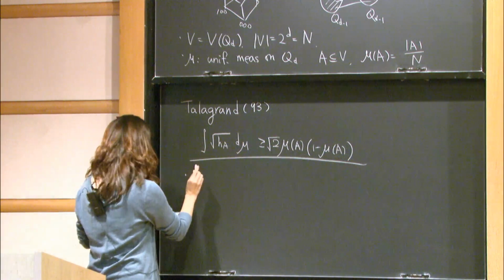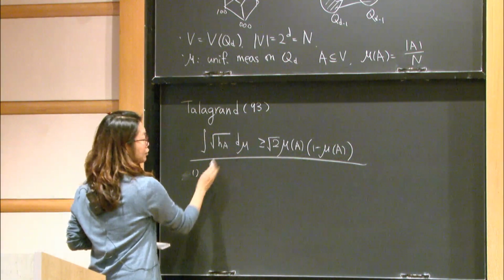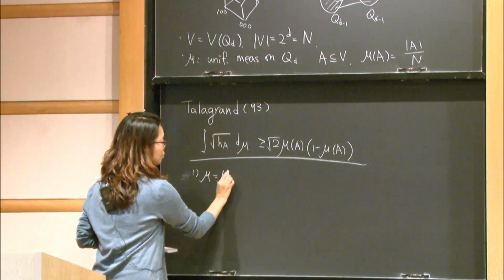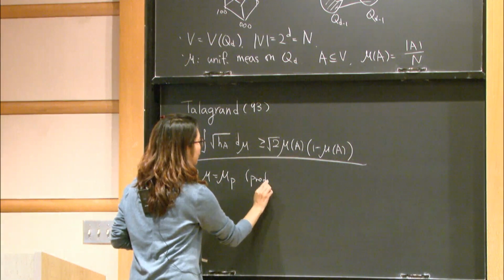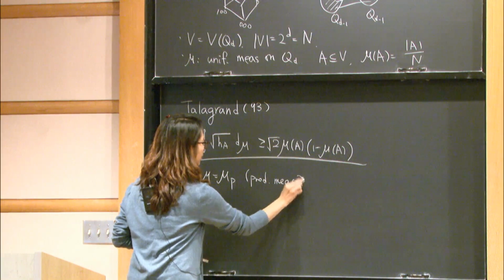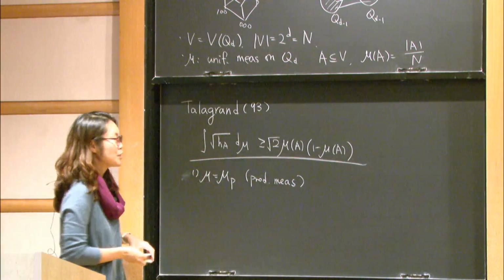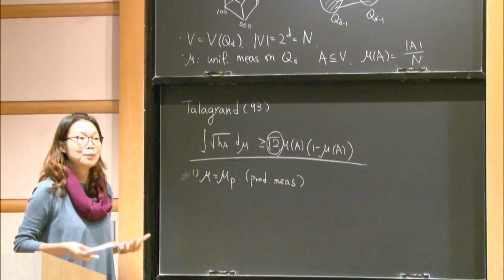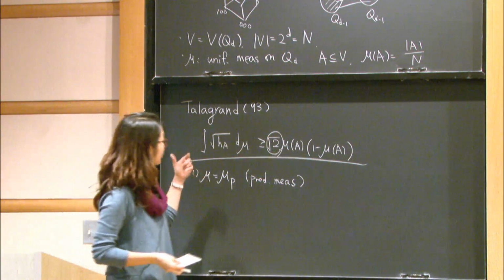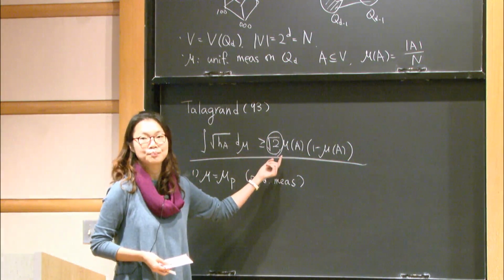First, in this inequality, mu is actually the product measure, mu p. So this is the product measure. So in this formulation, square root of 2 is actually some expression in p. But when p is a half, then that expression gives us square root of 2.